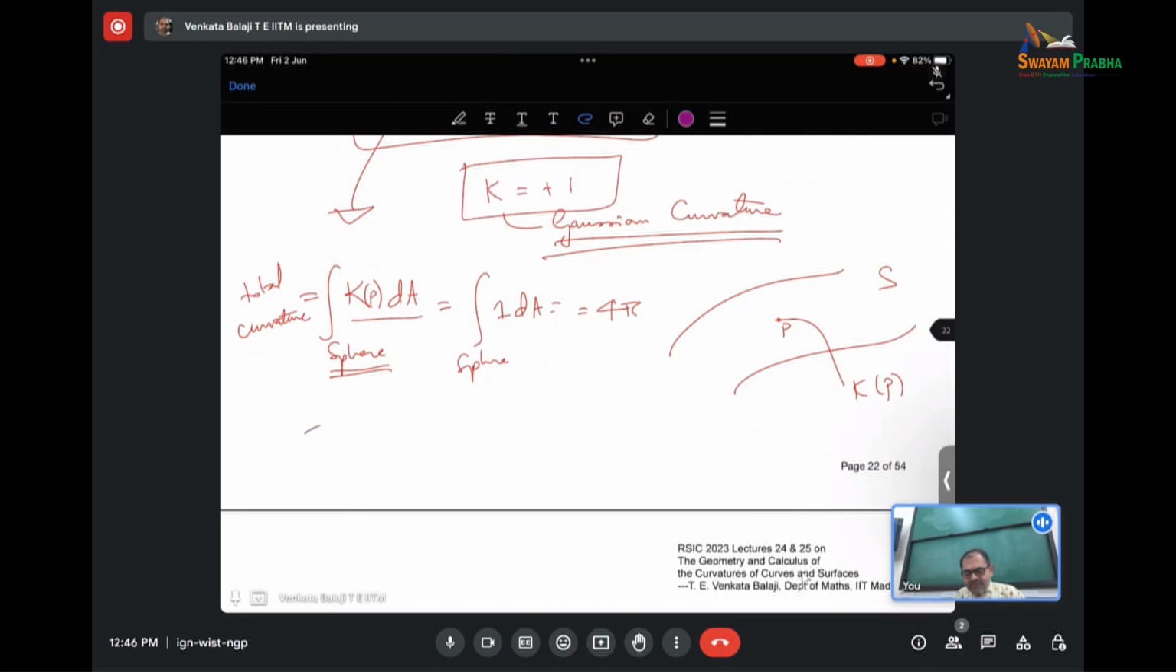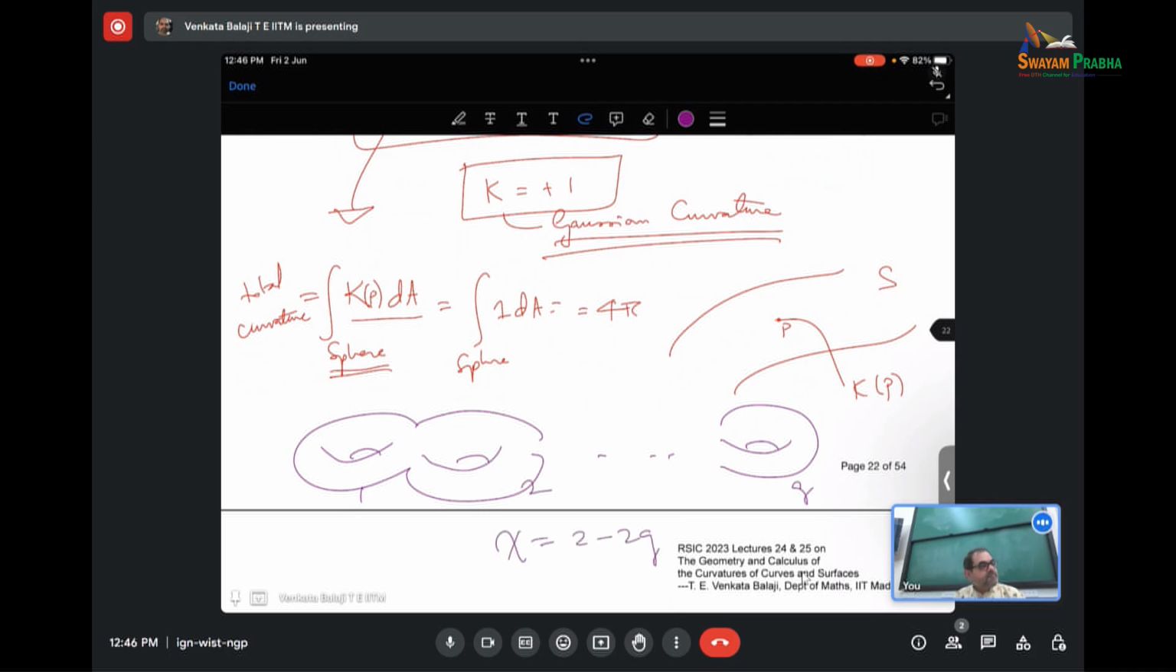If you take a surface of genus G, okay, how is this going to generalize? It's going to generalize like this. You take a surface of genus G like this, which is basically a G torus, okay. Then its Euler characteristic is 2 minus 2G, okay.